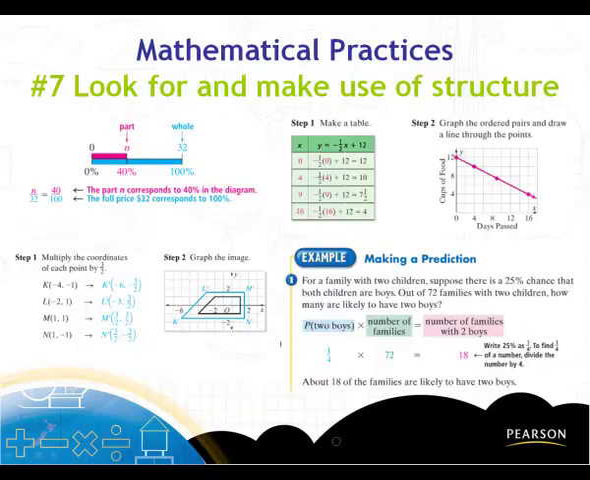Mathematical Practice number 7: Look for and make use of structure. Throughout the program, students are encouraged to discern patterns and structure as they look to formulate solution pathways. The Pattern and Look for a Pattern exercises explicitly ask students to find patterns in operations or graphic displays.